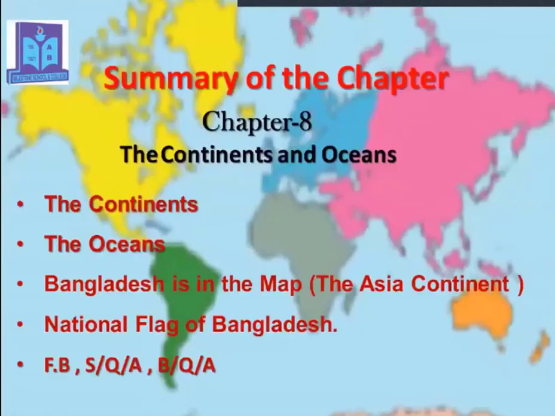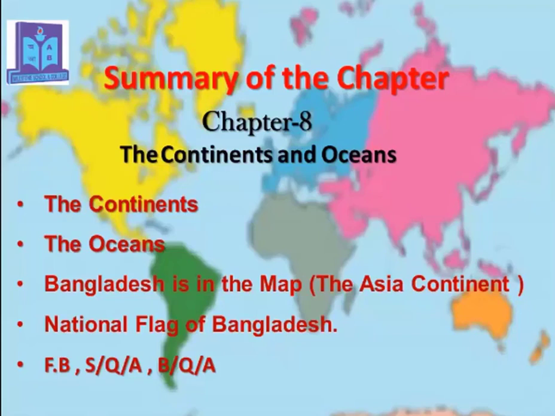Then my dear students, this is the last class on chapter 8, and from here we learn about the continents. What are continents, how many continents are there, what are they, which is the biggest, which is the smallest, everything we learn from this chapter. And we learn about the oceans also. What is an ocean, how many oceans are there, what are they, which is the biggest ocean, which is the smallest ocean, everything we know.